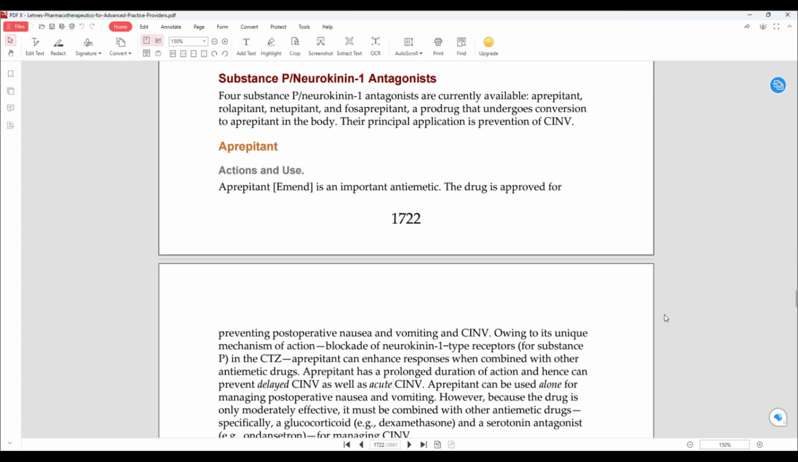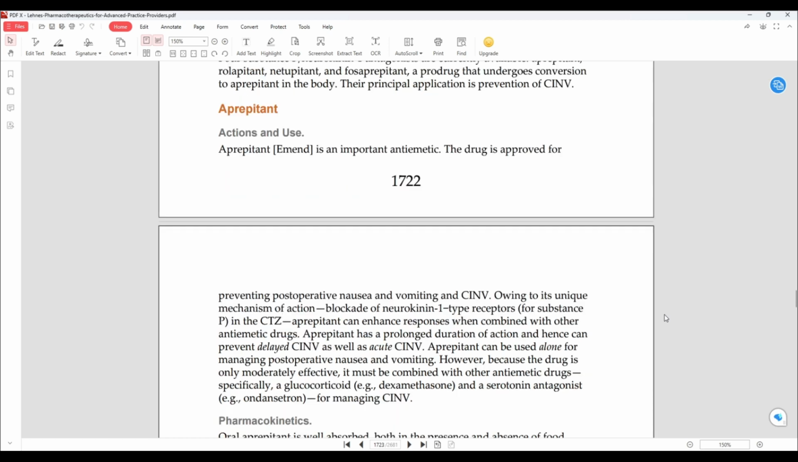Substance P neurokinin 1 antagonists. There are 4 substance P neurokinin antagonists currently available: aprepitant, rolapitant, netupitant, and fosaprepitant, a prodrug that undergoes conversion to aprepitant in the body. The principal application is the prevention of CINV. So we'll start off with the first one, aprepitant, its action and use.